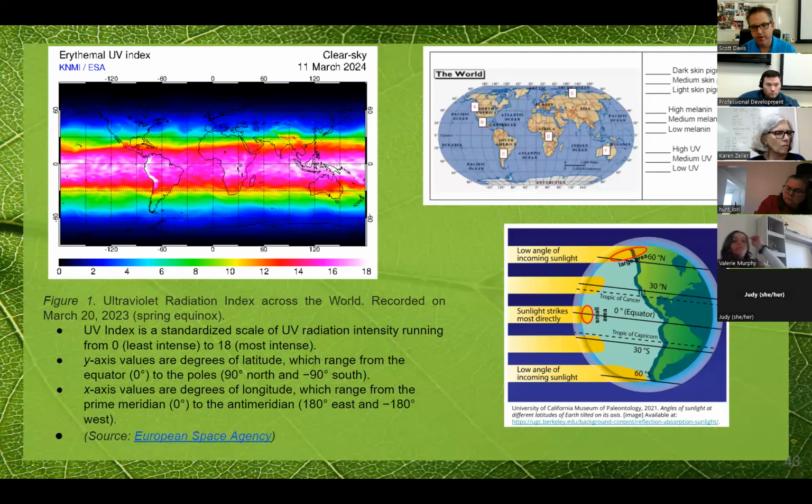So if you live north of the equator or south of the equator, what is the advantage of having less melanin, lighter skin? And then what is the selective advantage of having more melanin or darker skin near the equator? Students really have to, in order to do well on that CER, identify the folate component and the vitamin D component.